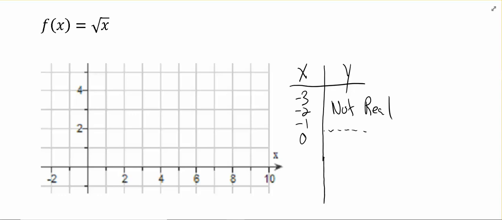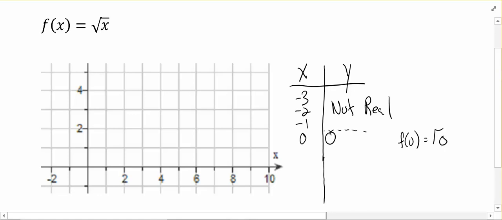In fancier terms, this talks about the domain. The domain of this function is only going to be non-negative numbers. It's going to be x's from 0 to infinity. Those are the only x's we're allowed to plug into this function. But if I plug in 0 for x, so I have f of 0, that's the square root of 0. The square root of 0 is 0.